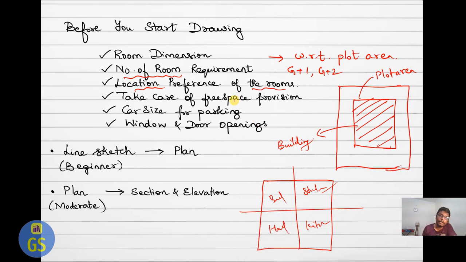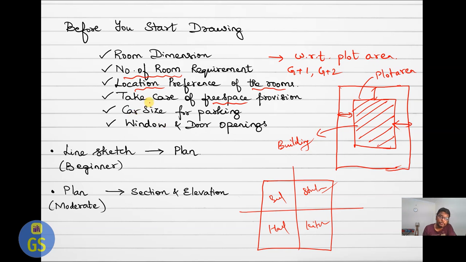The next, take care of free space. As I already said, some free space should be provided on all sides of your house. This also depends on city-to-city variations, so we need to think about how much free space there is. I'll be telling this in the National Building Code. There are guidelines for how much free space should be there, depending on the building.